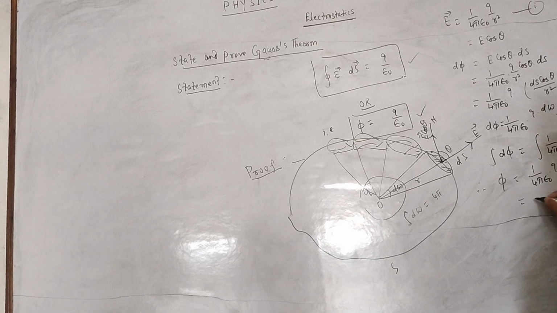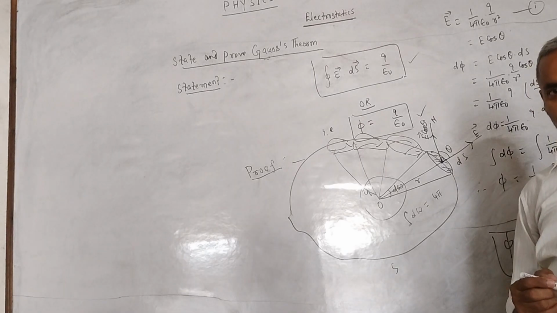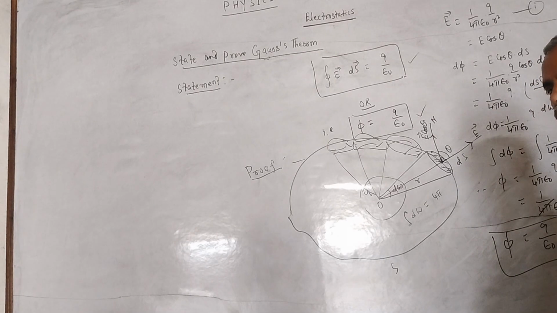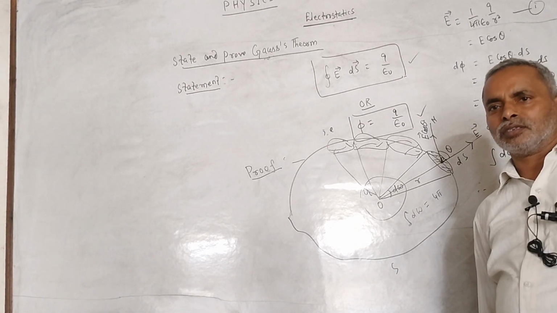Therefore phi equal to 1 by 4 pi epsilon naught q times 4 pi. 4 pi and 4 pi cancel. Phi equal to q by epsilon naught. That is, the total electric flux passing over any closed surface is equal to 1 by epsilon naught times the total charge inside the surface.